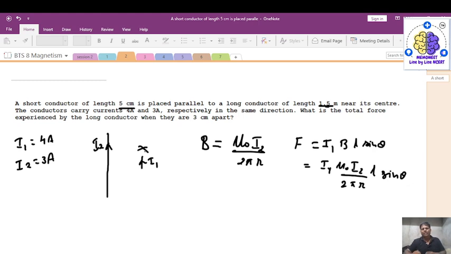So if the magnetic field is inward and the current is going in the upward direction, using Fleming's left hand rule, the direction of the force will be towards the left, right? Similarly, for the long conductor, the magnetic field will be in the outward direction, right?